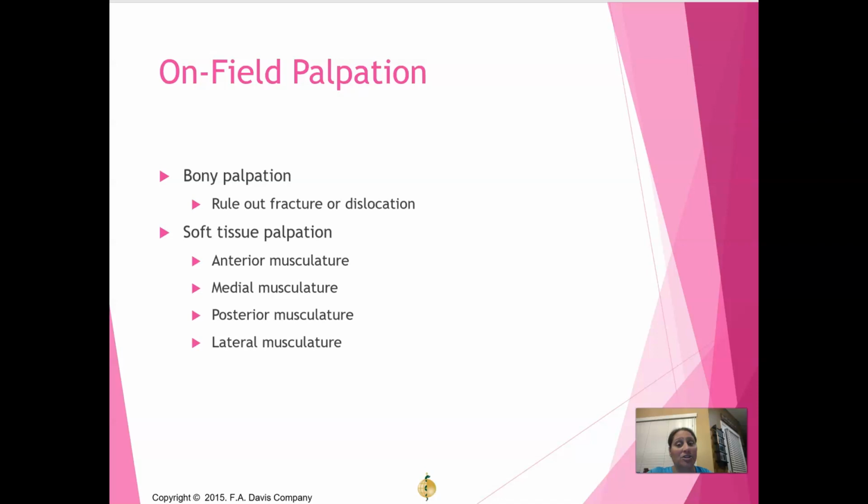On the field palpation, I've told you guys my way of doing it is bony palpation and then soft tissue, because I want to rule out fracture or dislocation. Again, I try and go where it doesn't hurt and then towards where it does hurt. But, you know, I would surmise that a lot of clinicians have their own way or own methods. This is one of the things that I've been taught by several people to do.